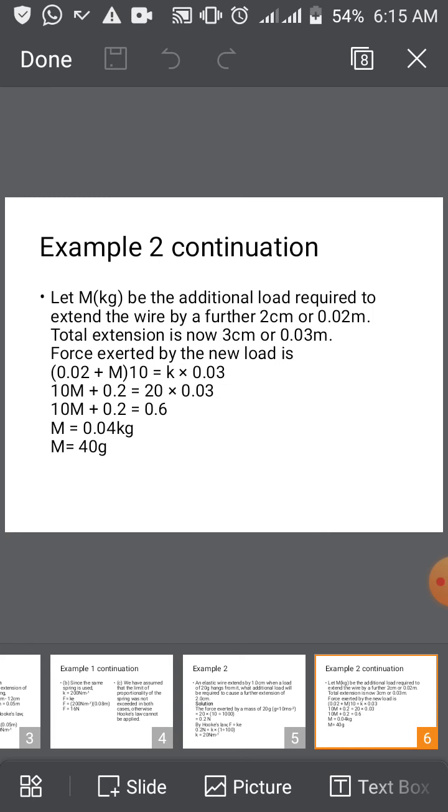When you solve out by moving 0.2 to subtract from 0.6, you have 0.4. Then 0.4 divided by 10 so that you can calculate m will give you 0.04 kg. When you multiply 0.04 kg by 1000 to convert it back to grams, you will have m to be equal to 40 grams.